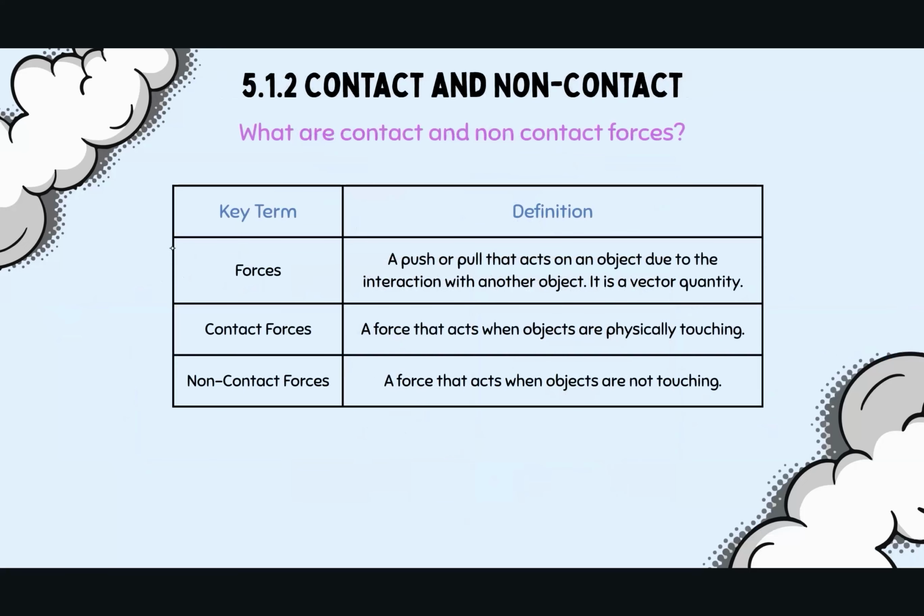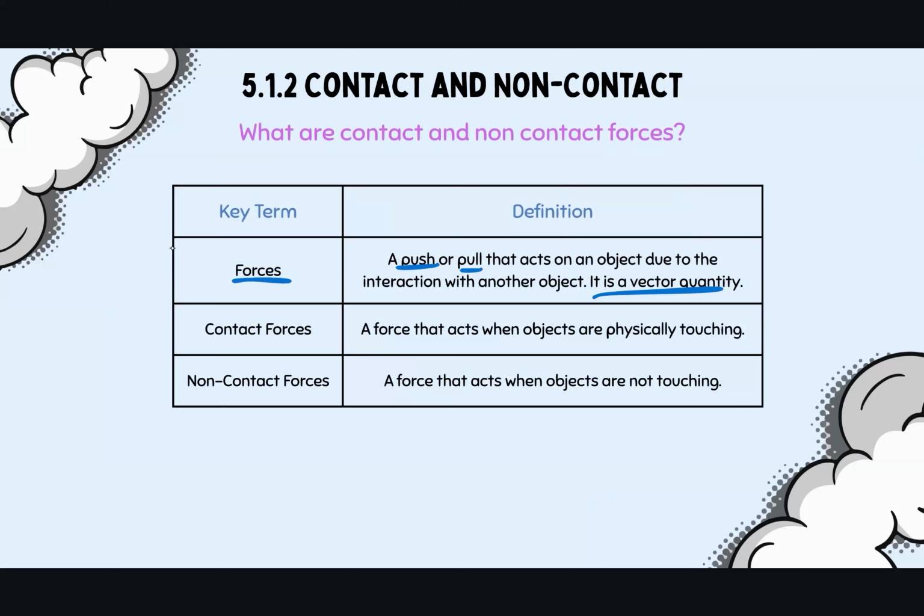Okay, contact and non-contact. So first things first, what's a force? A force is a push or a pull that acts on an object due to an interaction with another object. So it could be myself closing the door. I could push it closed. I could pull it open. It's my interaction with the door. So it's a vector quantity because you push in a certain direction, you pull in a certain direction.